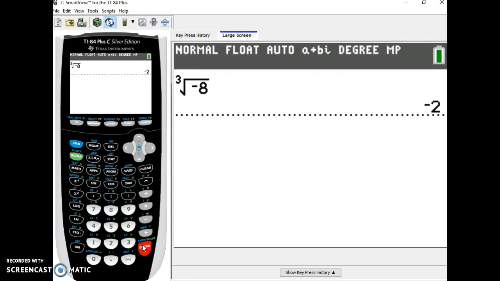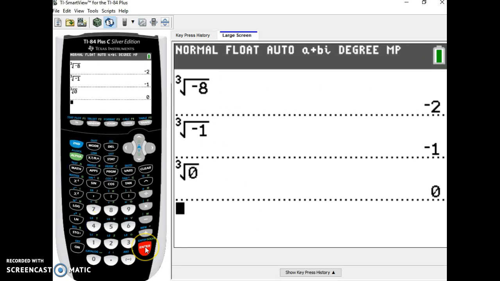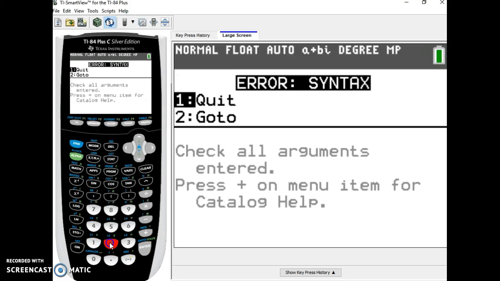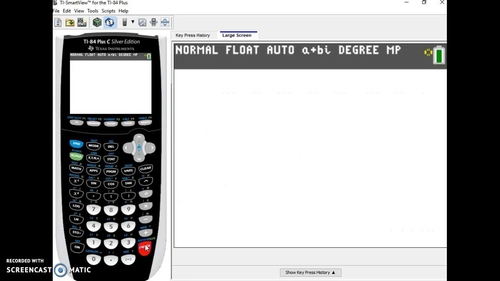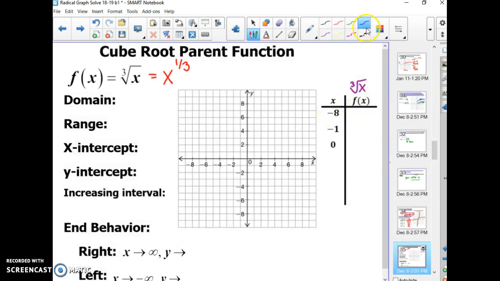A -2. So if I want another output that's a whole number, I would need to put in a negative what? 1. And then if I want another output that's a whole number, I would put in 0 to output a 0. If I want another number to input, well, 1, right? It's going to give me a 1. So at -8, I get a -2. At -1, I output a -1. If I put in a 0, the third root of 0 is 0. If I put in a 1, the third root of 1 is 1. Here's the thing, 8. The third root of 8 is a 2.